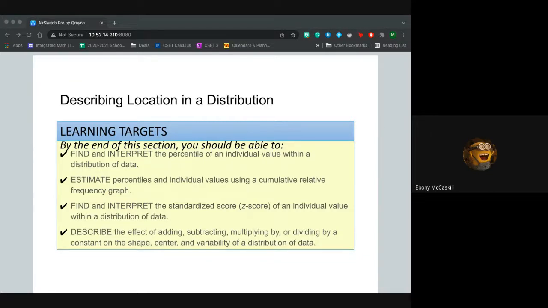We are only going to find and interpret percentiles of an individual value within a distribution of data. Your other 3 lessons will be about estimating percentiles in a cumulative relative frequency graph. And then in 2 weeks, we'll talk about z-scores and how transforming data changes a distribution.